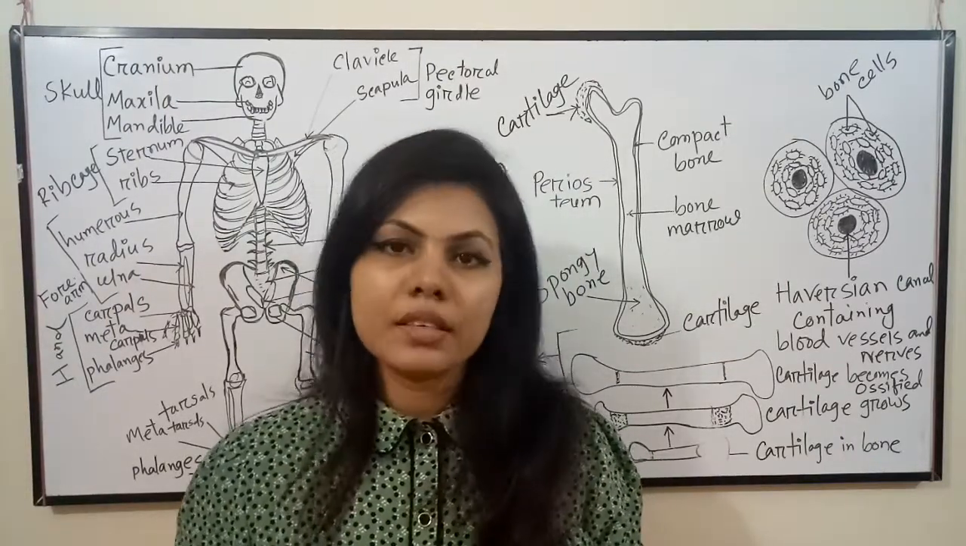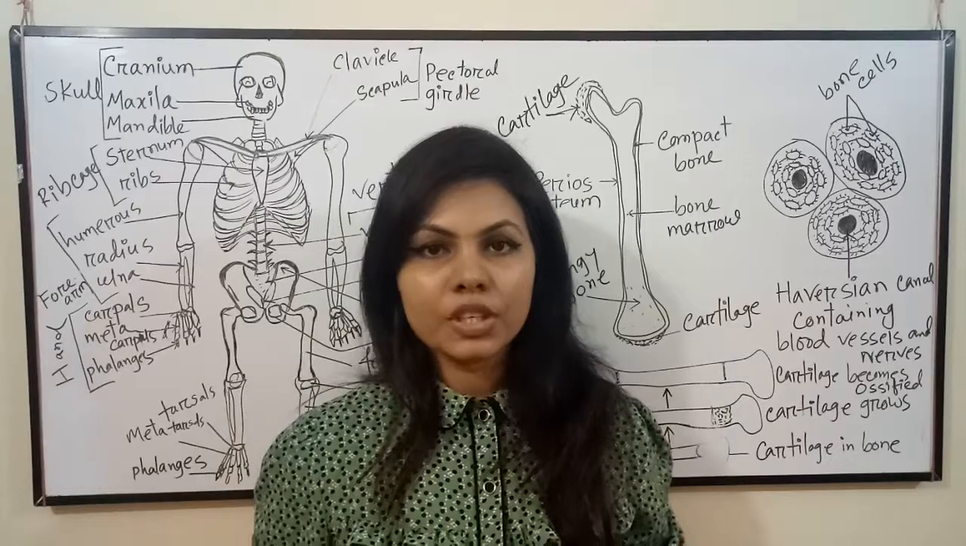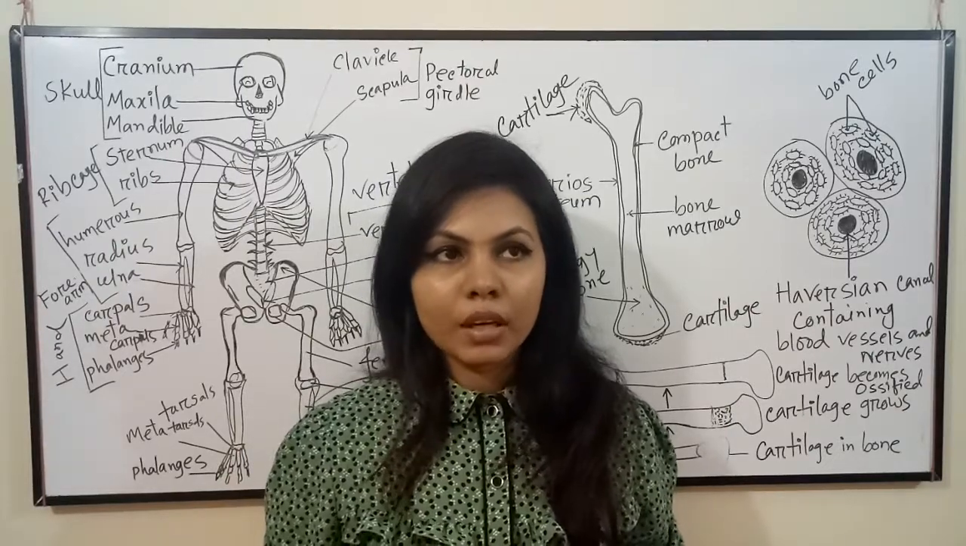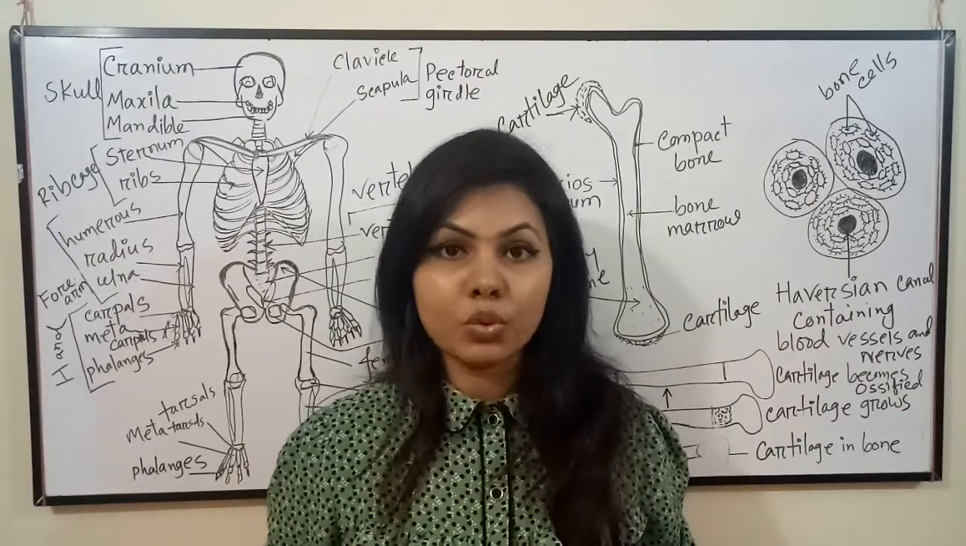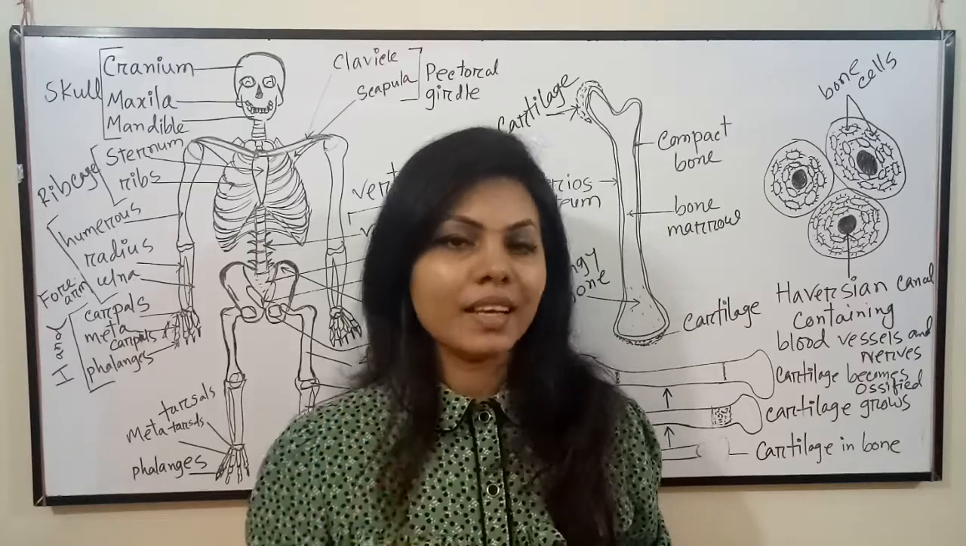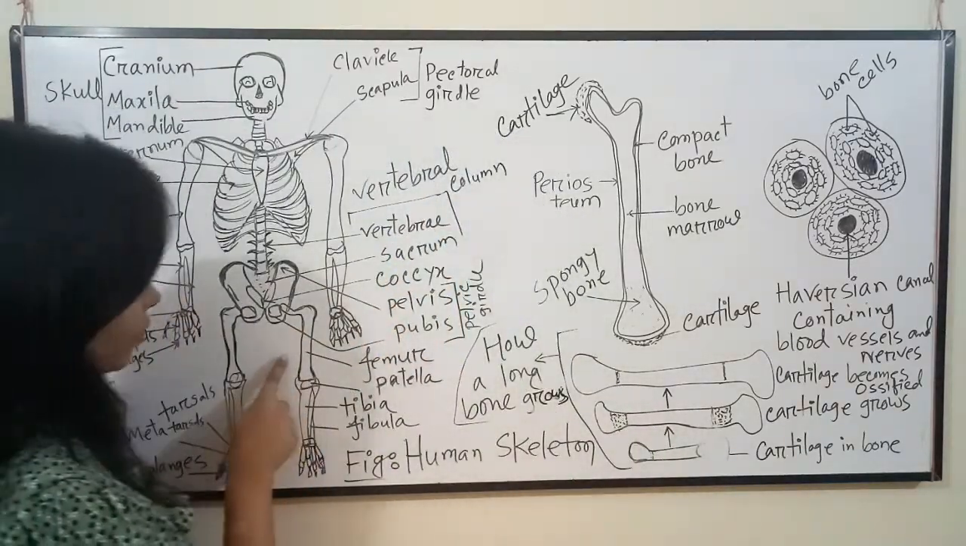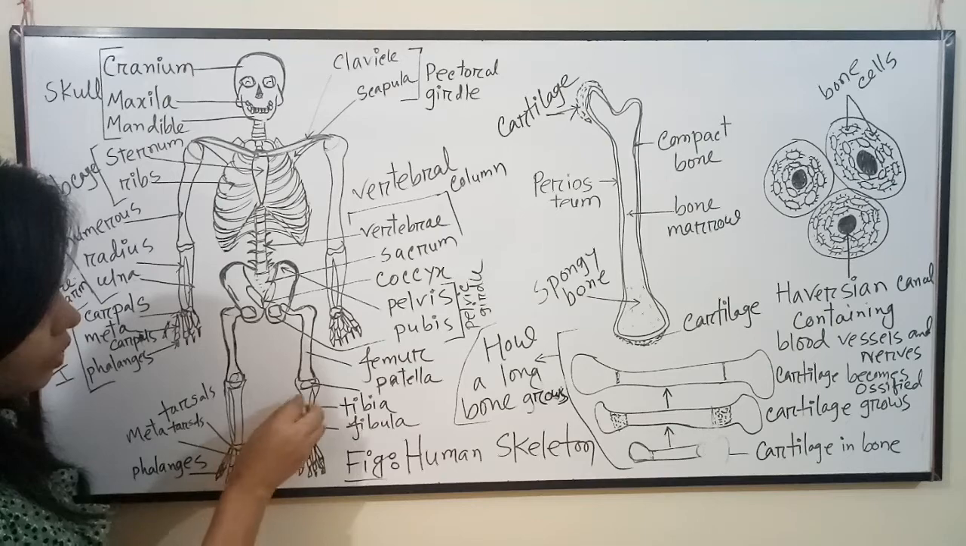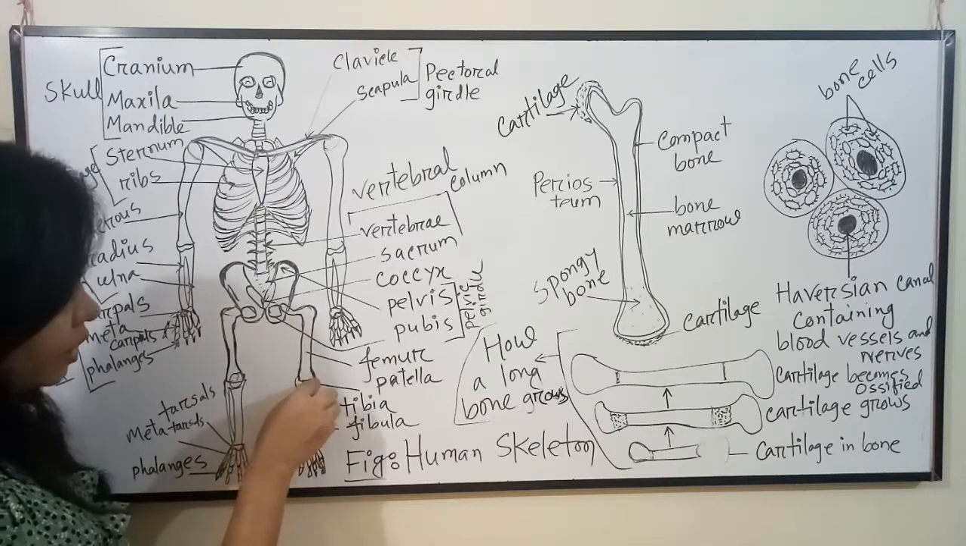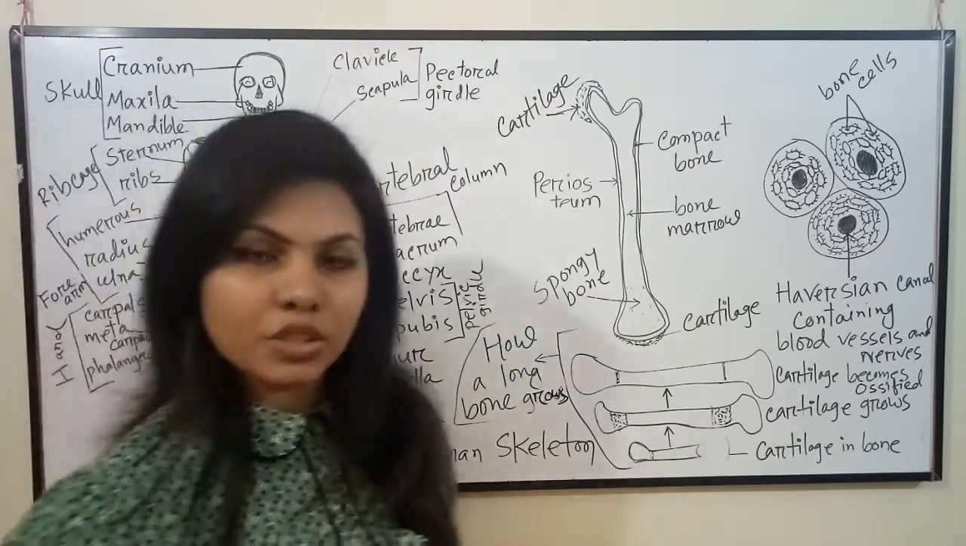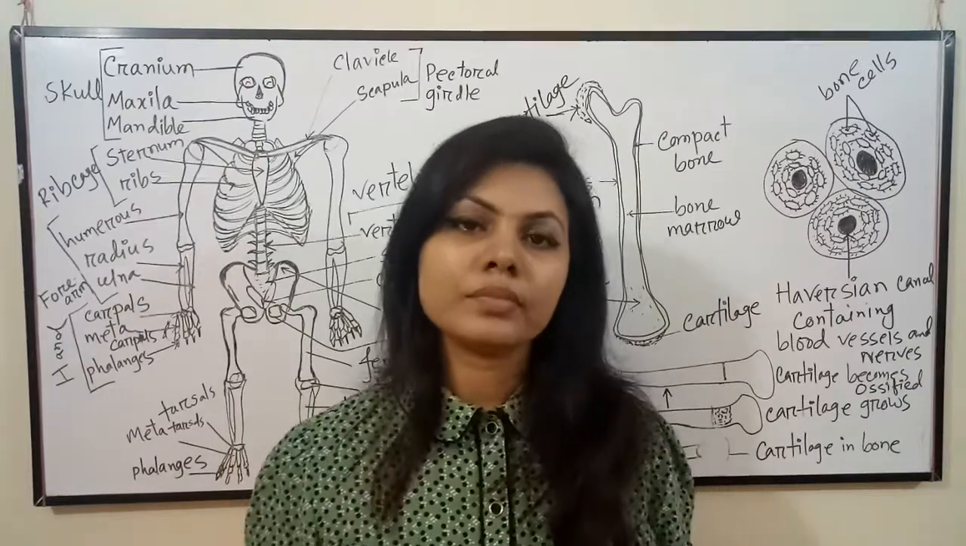And lastly, sesamoid bones. Sesamoid bones are found in joints throughout the body, like the patella in the knee. Already I have told here, between the femur and the tibia and fibula there is a joint, and in the joint there is a patella. This is actually a sesamoid bone.